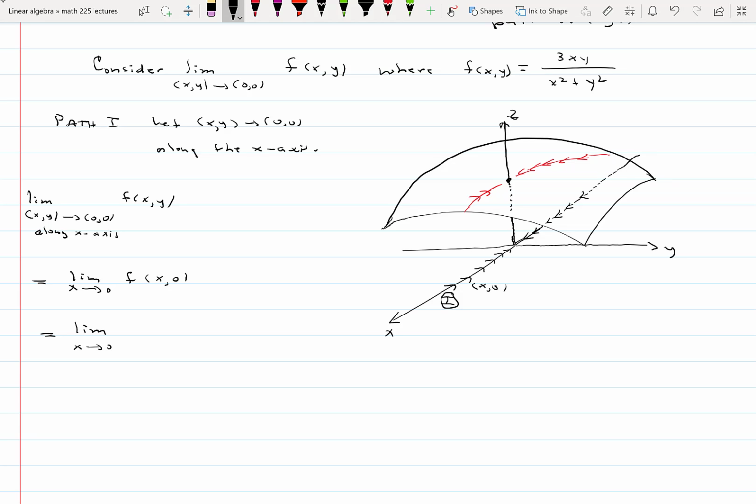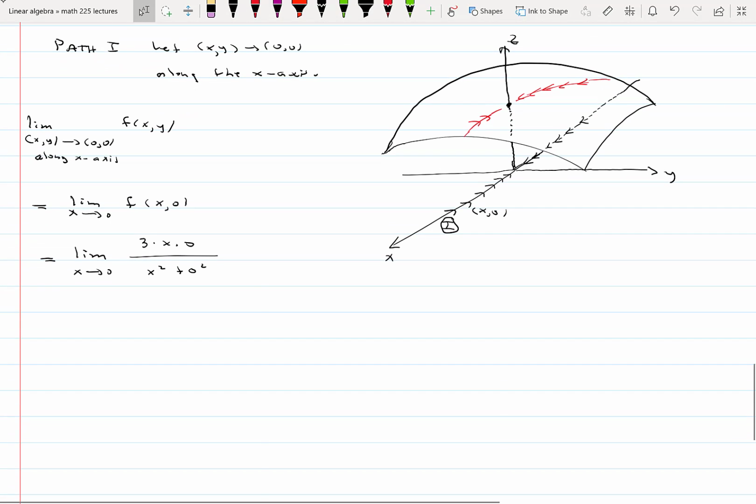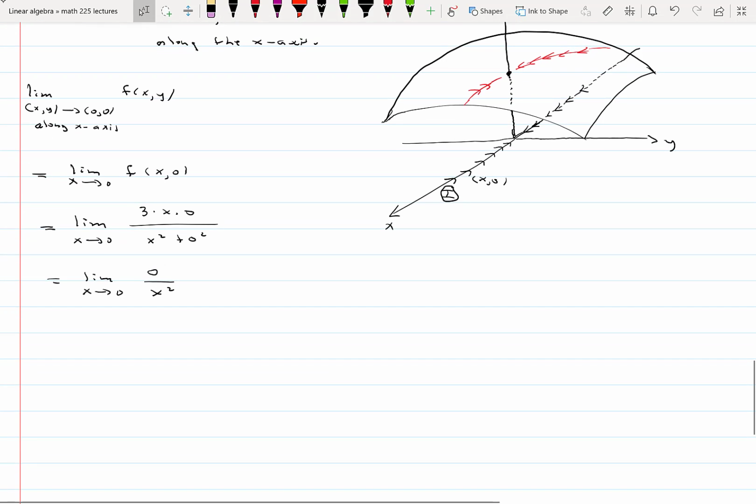Well, f of xy is 3xy over x squared plus y squared, so f of x, 0 is 3 times x times 0 over x squared plus 0 squared. Okay, so look at what we did. We just transformed this limit of a function of two variables into an ordinary limit that we see in Calc 1.